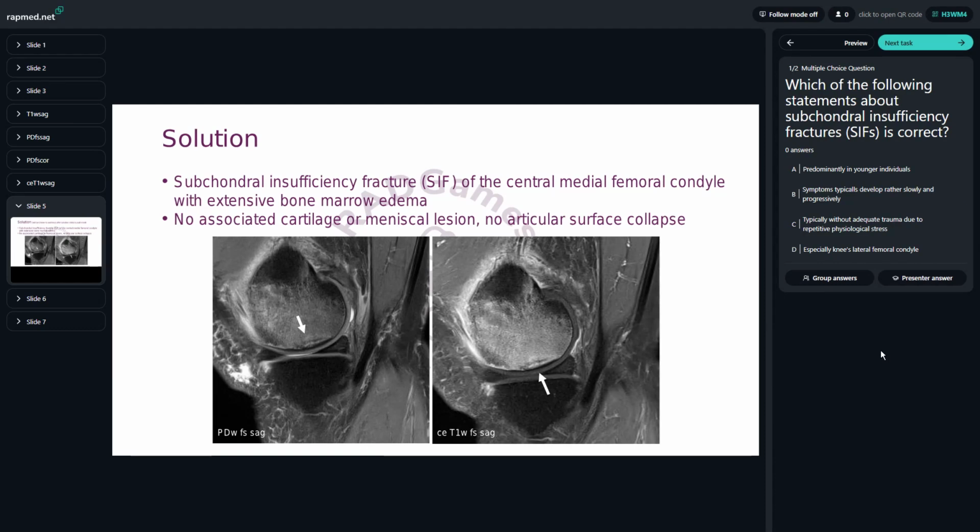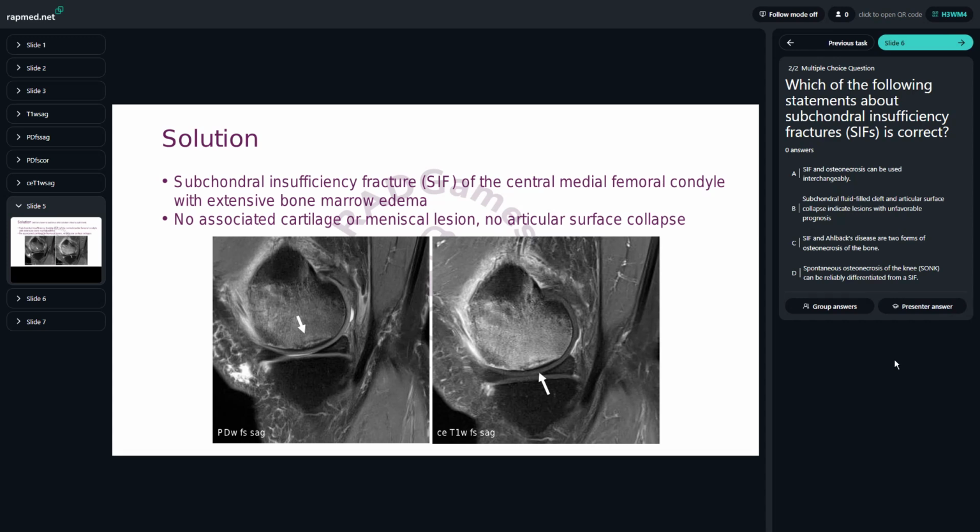What do you know about subchondral insufficiency fractures and which statements are correct? And you see here the answers: predominantly in younger individuals; symptoms typically develop rather slowly and progressively; typically without adequate trauma due to repetitive physiological stress; especially the lateral femoral condyle. And the correct answer is that subchondral insufficiency fractures typically appear without adequate trauma due to repetitive physiological stress.